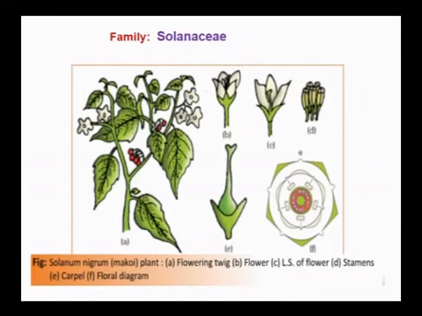In Solanaceae, if you look at the flower, it has 5 sepals. Look at the floral diagram, 5 sepals with valvate estivation, 5 petals with valvate estivation. Symmetry is actinomorphic. There are 5 stamens which are not fused but they are attached to the petals. So, it is epipetalous condition. There is bilocular condition in the ovary as it is bicarpellary, and ovules are on axile placentation.